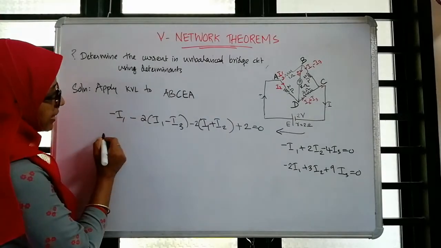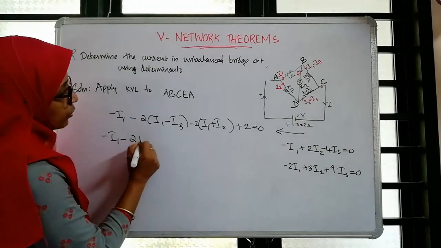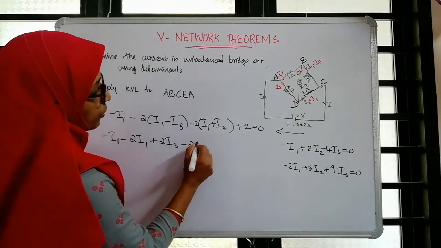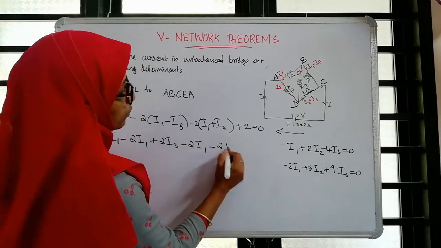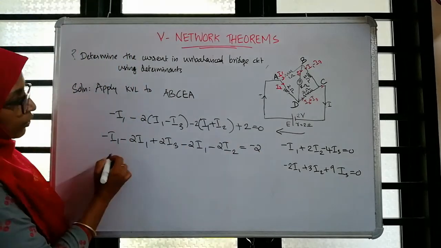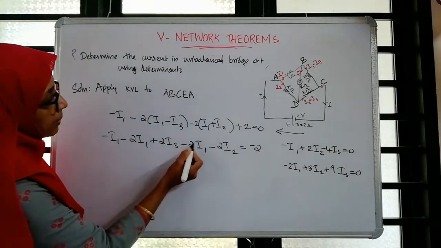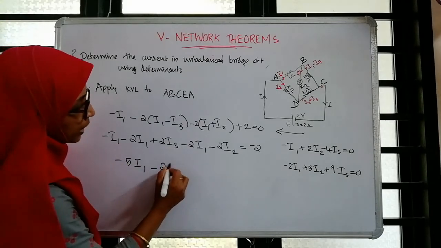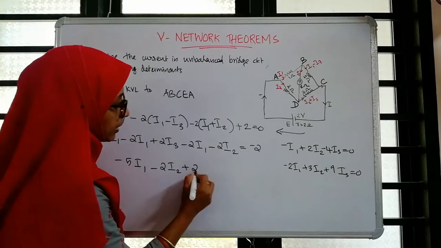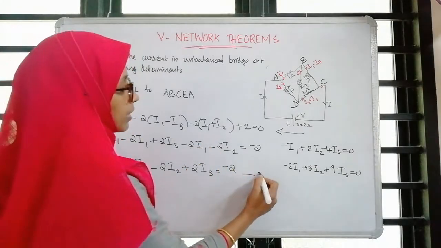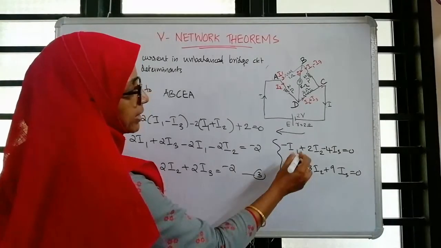Rearranging this, minus I1 minus 2 I1 plus 2 I3 minus 2 I1 minus 2 I2 is equal to minus 2. So minus I1 minus 2 I1 minus 2 I1, that is minus 5 I1, minus 2 I2 plus 2 I3 equal to minus 2. This is equation number 3. We have the previous two equations like this.